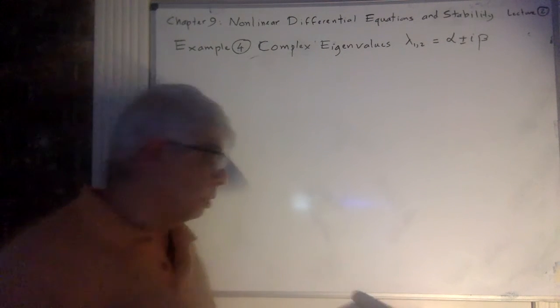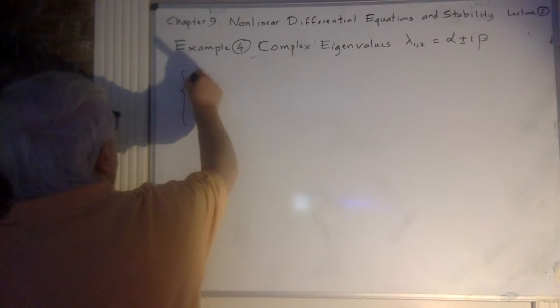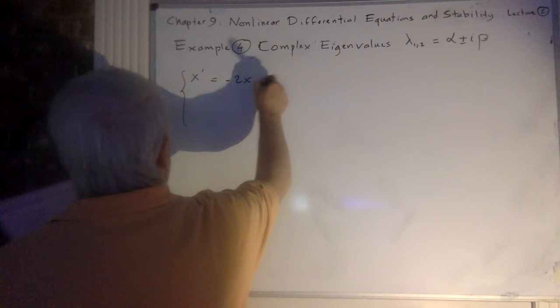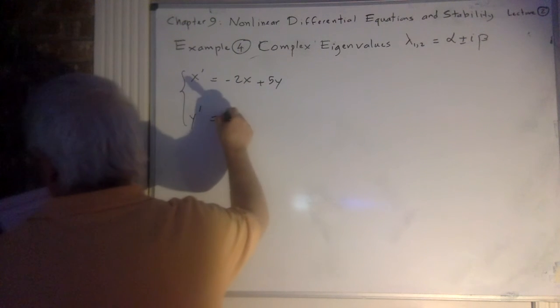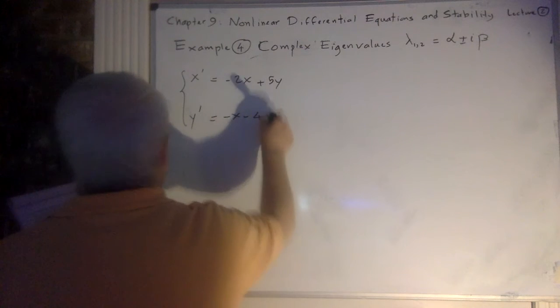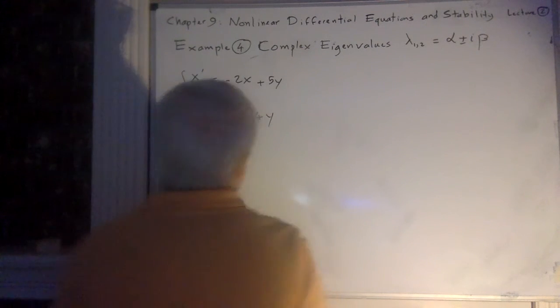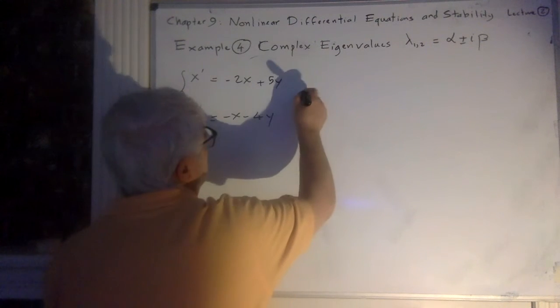The example is this: x prime is minus 2x plus 5y, and y prime is minus x minus 4y. Okay, again, as I said, and I say it again, for linear systems like this, the critical point is 0, 0. So 0, 0 is the critical point.